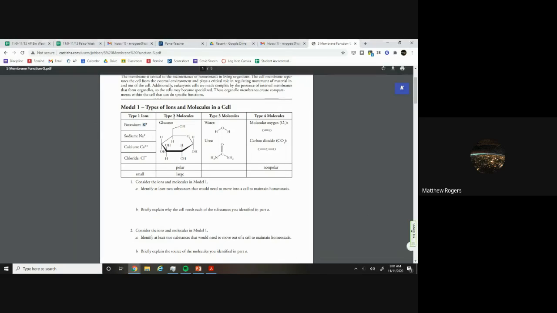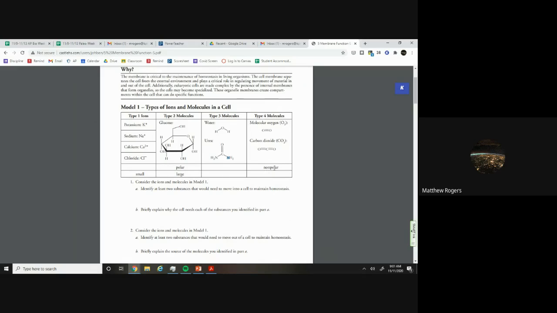Type 2 molecules are large and polar, so they struggle to get through. They need something to help them because they're so big and also polar. Glucose is a great example of this. Type 3 molecules are small and polar. You can guess they're polar because water is part of this group, and they're not as big. Urea is also polar because of the oxygen and the nitrogens here.